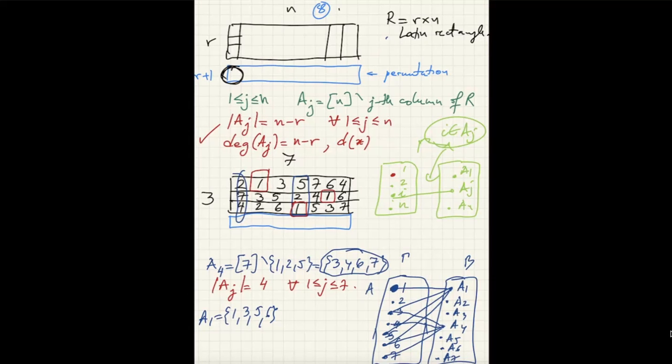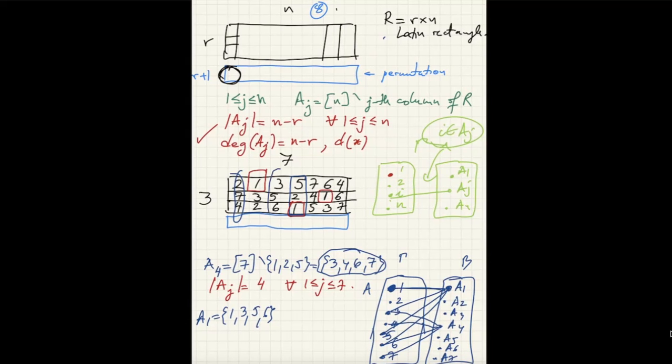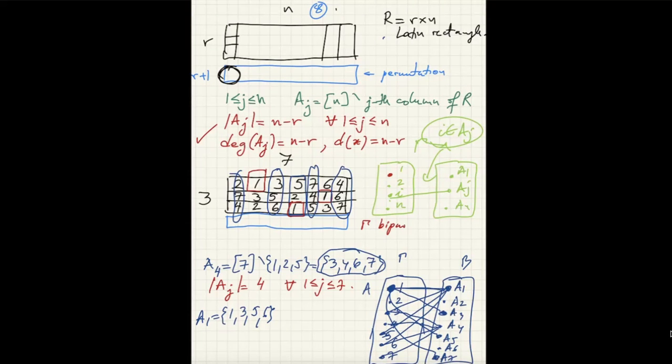And that's the first column. You see A1 here. That's a vertex which is adjacent to 1. That's the third column, so 1 is also adjacent to A3. It's the fifth column, so 1 will be adjacent to A5. And the 7th column, and 1 will be adjacent to A7. So what happens is this argument shows that the degree of every vertex will also equal n minus r. So this graph gamma that we constructed is a bipartite and n minus r regular graph.